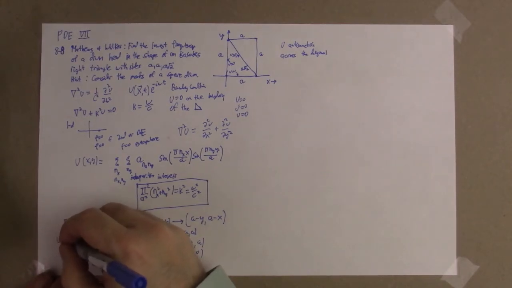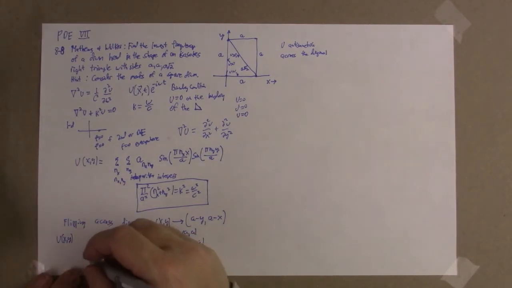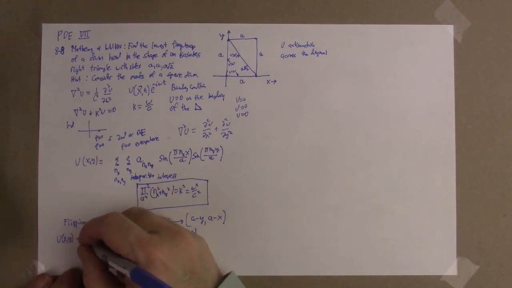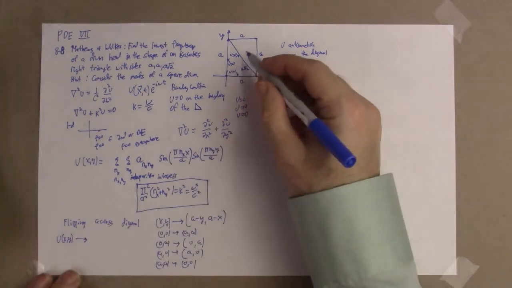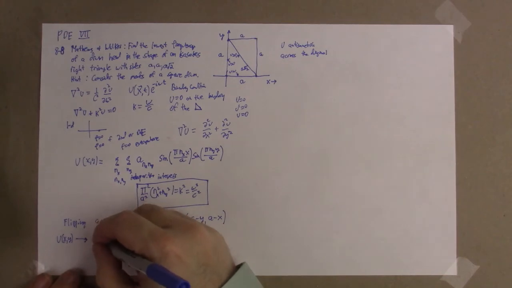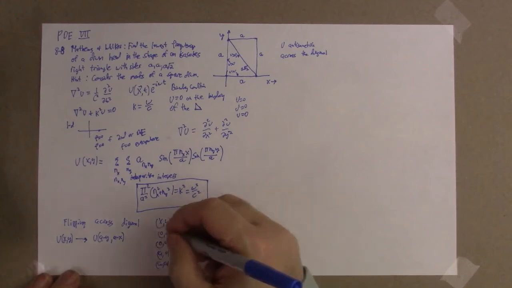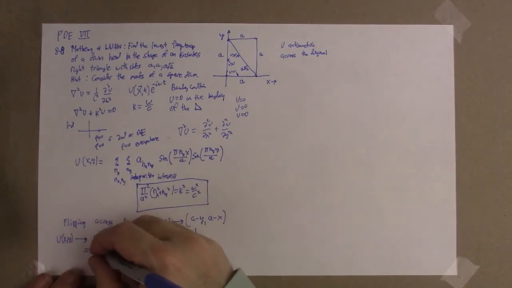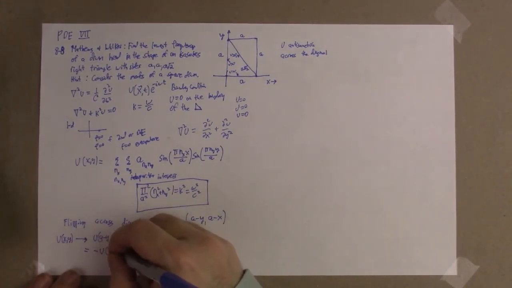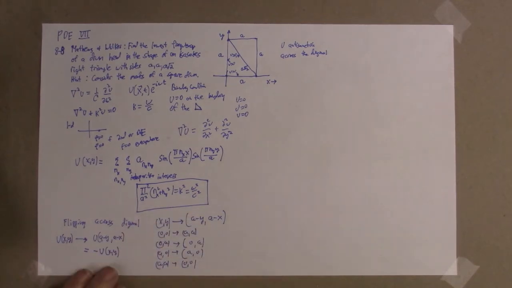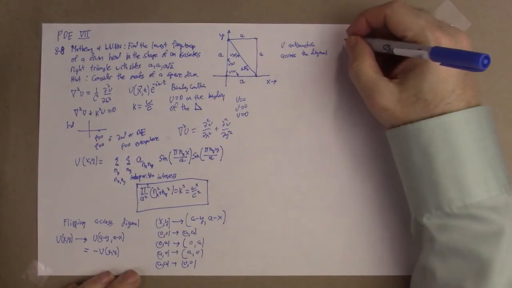the amplitude of the vibration, u of x, y. When we look at it in the symmetry across the diagonal, it goes to u of a minus y, a minus x, and we want that to be equal to negative what we started out with. That's what we mean by saying it's antisymmetric. So this is the condition that we have to verify. Well, we have to use this condition and find what that tells us. So this is not too hard.